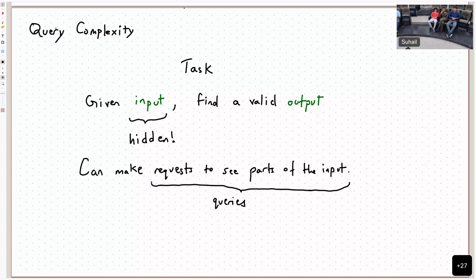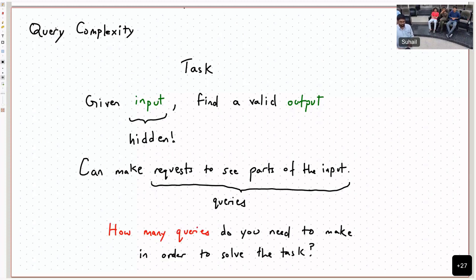And if it turns out, let's say, you need 10 queries, that means that you need to see at least 10 parts of the input, which means that your algorithm will take at least 10 steps to run. So if you can prove that you need some number of queries, it gives you a very weak way of saying you need at least that amount of time. This is the question we're going to be talking about for the rest of the talk. We'll look at tasks where the input is hidden, and we'll ask how many queries you need to make in order to solve the task.